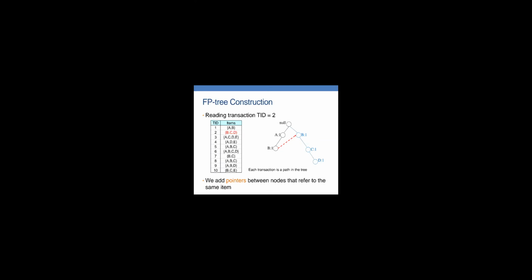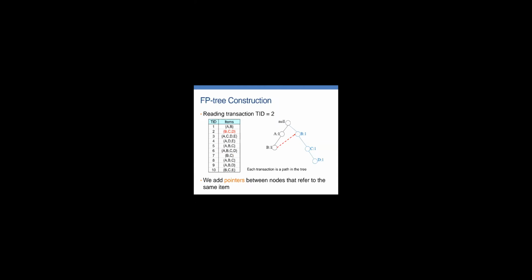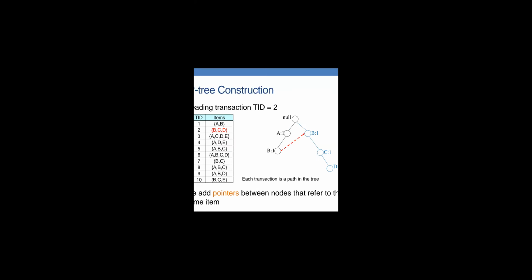Then the second transaction. In the second transaction, we have BCD. So in BCD, how do we construct it? Here we consider the first item, B, and on the right side B is represented as 1. So that is another transaction, B is 1.